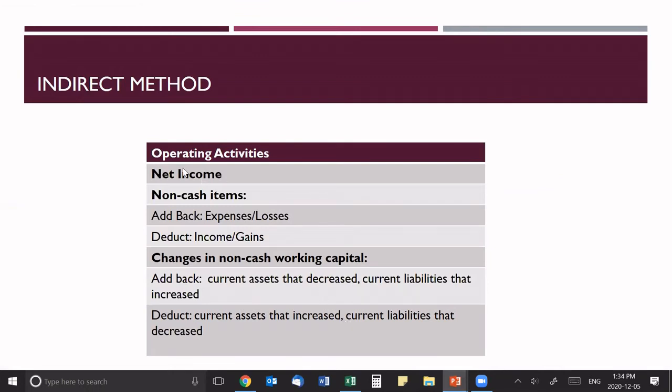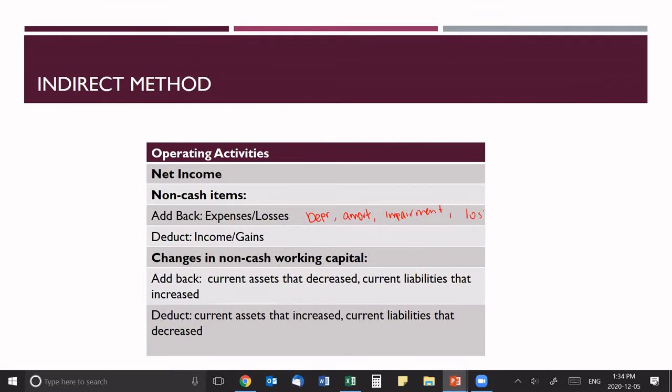this time we're starting with net income. So we're not actually pulling different things from the income statement like the direct method is doing. We're only pulling the net income from the operating section, and then we will adjust the net income for any non-cash items. So what we're going to do is add back any expenses or losses that are non-cash. So for example, we saw that depreciation would be a non-cash item. Amortization expense would be a non-cash item. Impairment loss.